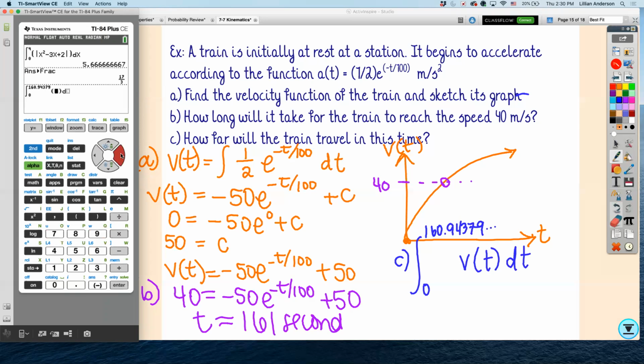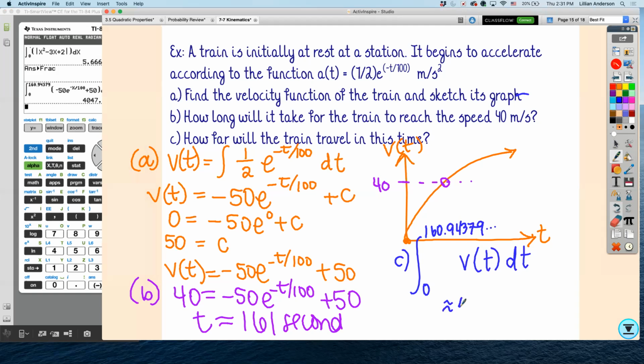The more numbers you have, the closer you are to being exact. But of course, if you do it by hand, you will have the most exact possible value of t. So you can use that. Did I type it in correctly? I think 50e to the... Yep. How far did the train travel? Always 400... 4,000 meters.